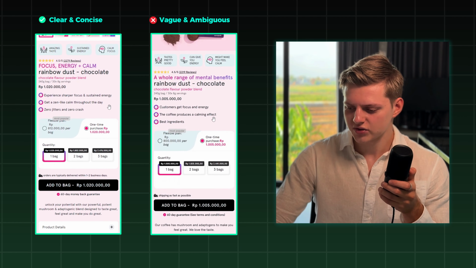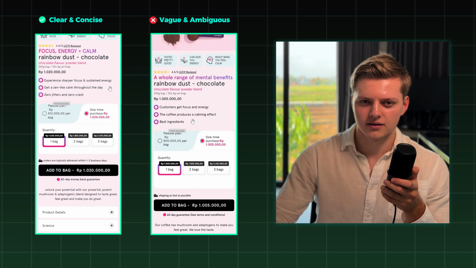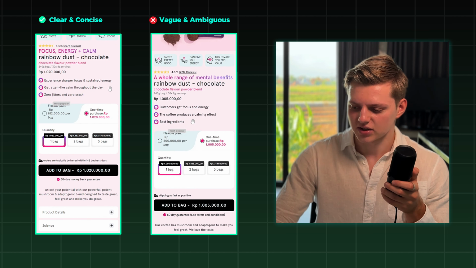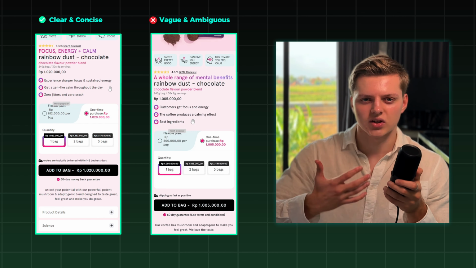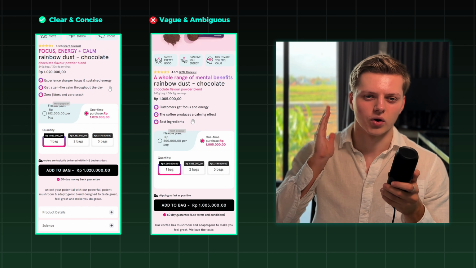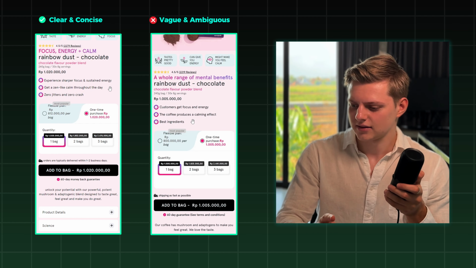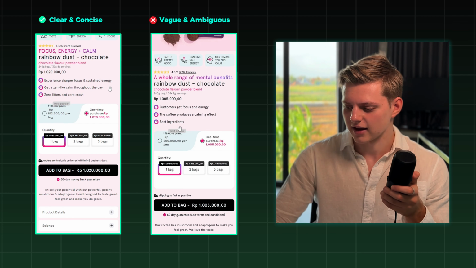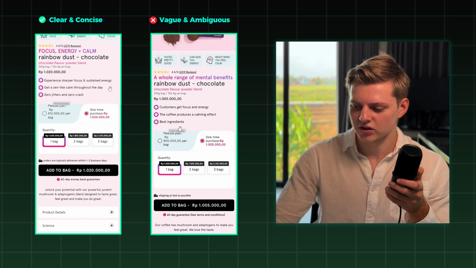Moving on to the bullet points, customers get focus and energy. It's just weirdly vague. Customers get focus and energy. The coffee produces a calming effect. This is just vague because of the coffee produces a calming effect. If it were direct, concise, and targeted, it would be you will experience a calming effect. I mean, yeah, exactly like they had written in their original. This is just unnecessarily vague communication.